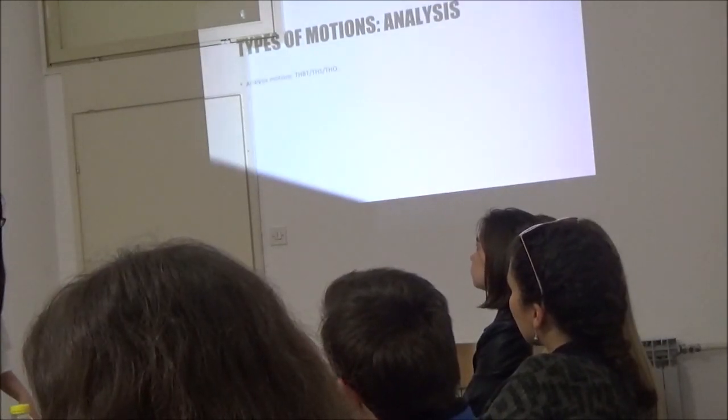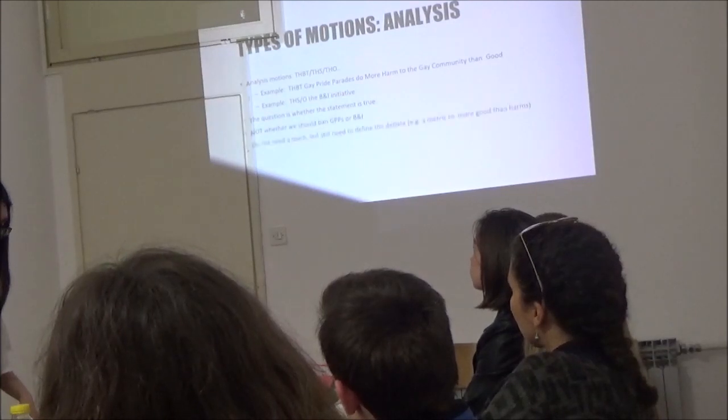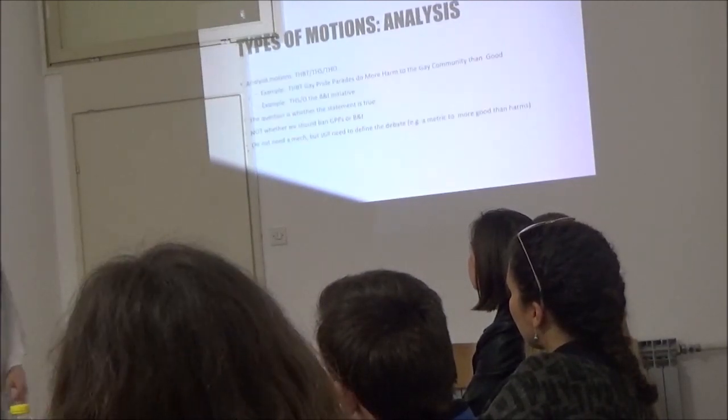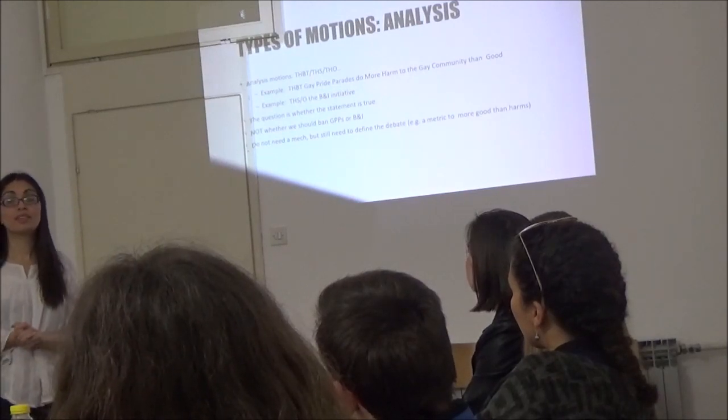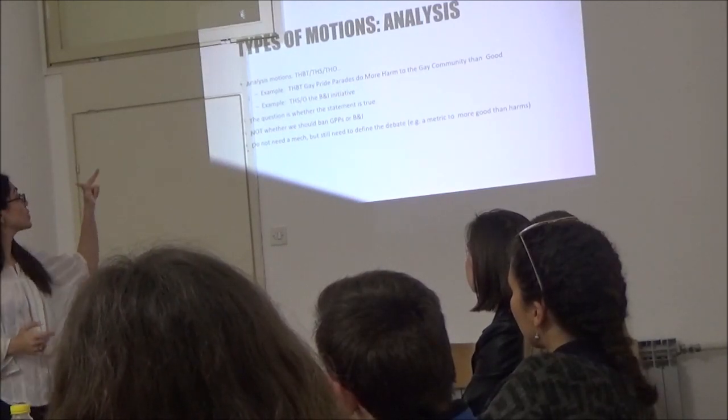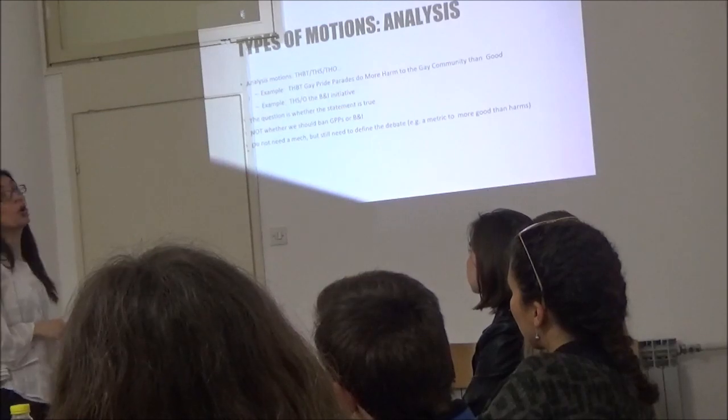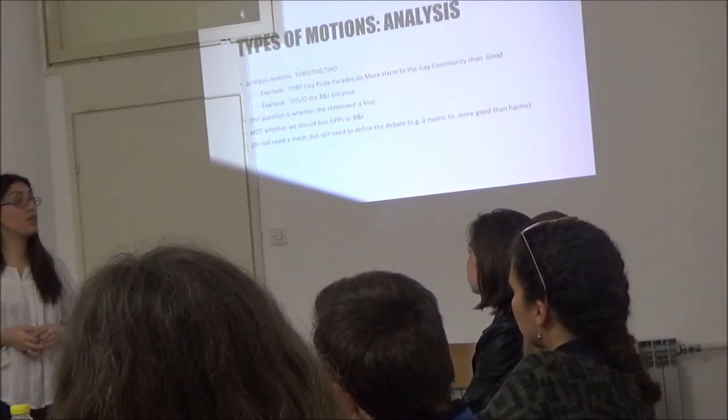Next type of motion is an analysis type of motion. There are several examples of this. So this house believes that is one example. This house supports, that's what the S is for. Or this house opposes, that's what the O is for.